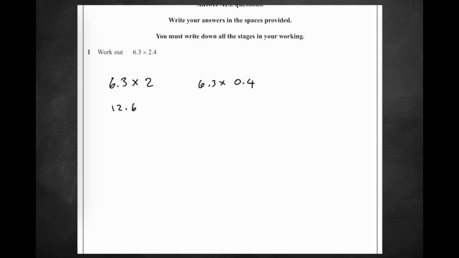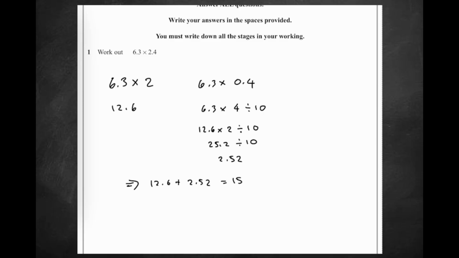6.3 multiplied by 0.4 is the same as doing 6.3 multiplied by 4 divided by 10. 6.3 multiplied by 4 is just double 6.3 multiplied by 2. So we're just going to rewrite this as 12.6 times 2 divided by 10, or 25.2 divided by 10, which is just 2.52. Therefore, our answer is going to be 12.6 plus 2.52, which is just 15.12.